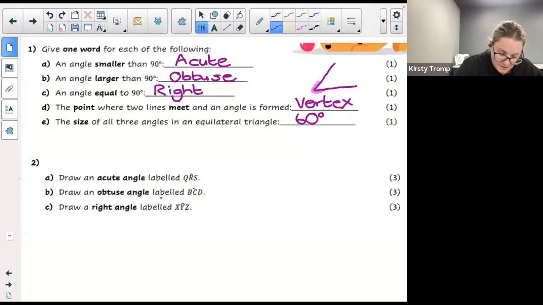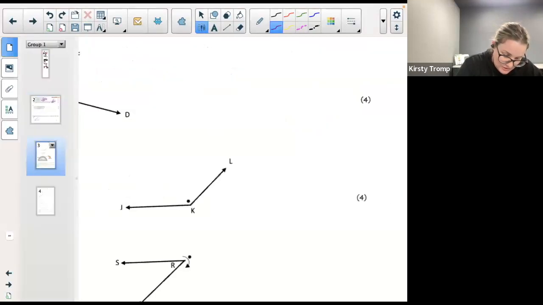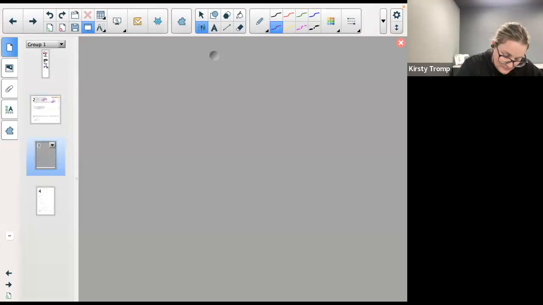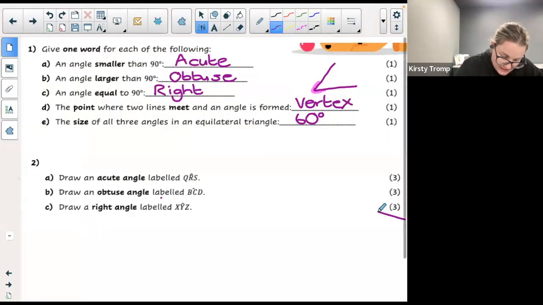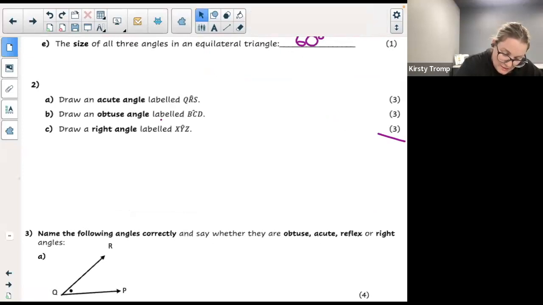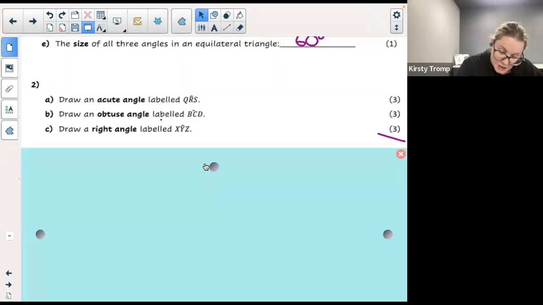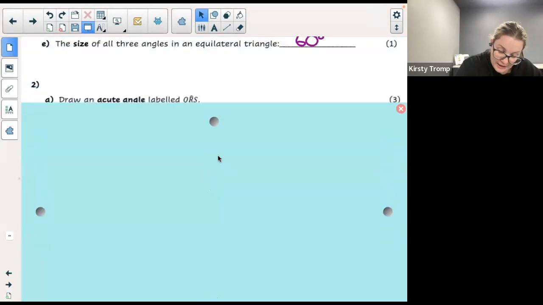All right. We are going to have a look at our next section. So, our next section says, draw an acute angle and label it QRS.